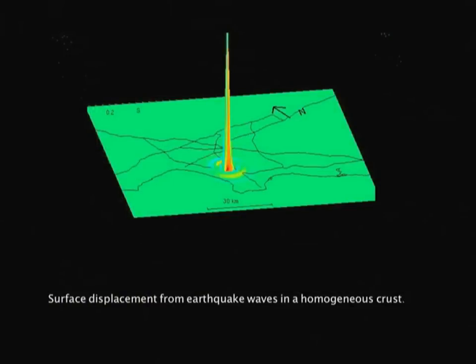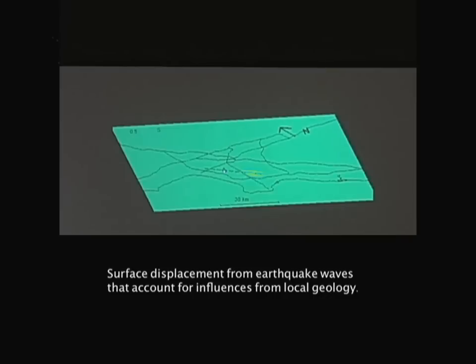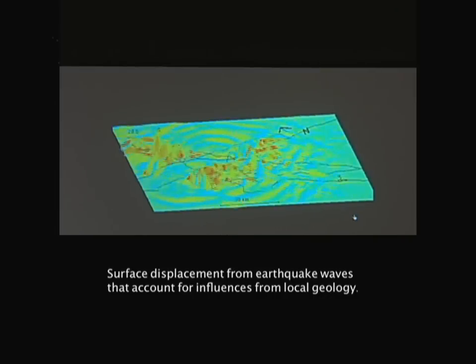So let's look at this. This is the Los Angeles Basin, Newport Beach is down here, Malibu Point is up here. Here's the north arrow. The lines represent freeways, if anybody knows the area. We're going to watch surface displacement from an earthquake in a homogeneous crust. So it just kind of starts in one place, and then it nicely goes out just like ripples on a pond. So is this what really happens? Is this what the data would show us? And we found, no, that's not what the data would show us. This is a more accurate representation.